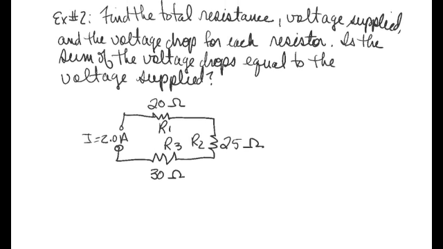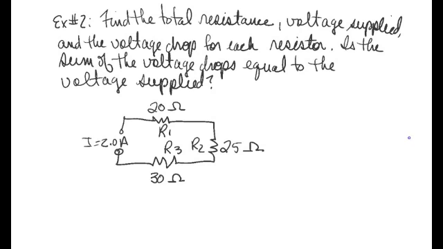Example, find the total resistance, voltage supplied, and the voltage drop for each resistor in this diagram. Is the sum of the voltage drops equal to the voltage supplied? And it's a pretty straightforward circuit. We have 2 amps supplied by the power supply. We have 3 resistors with 3 different resistances. Now, how do we go about finding a solution?